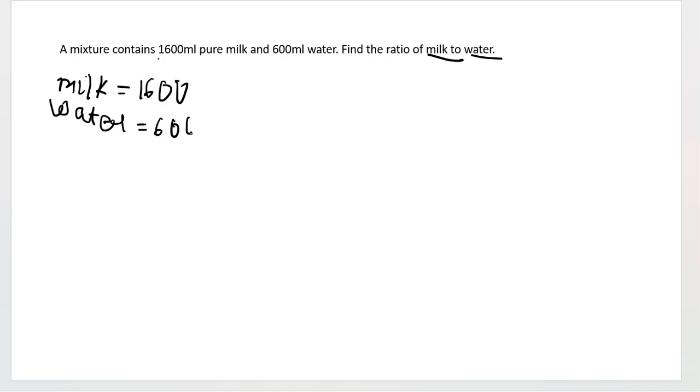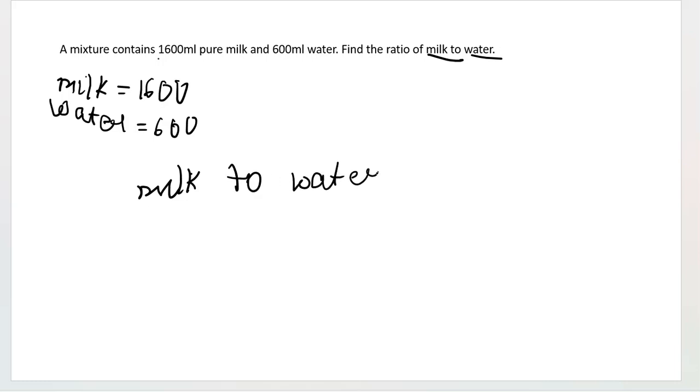The first problem is a mixture contains 1600 ml pure milk and 600 ml of water. Find the ratio of milk to water. It is mentioned over there, milk is 1600 ml, water is 600. Now we have to find the ratio of milk to water. That means we basically just write milk on top and water down. So, milk to water it is.